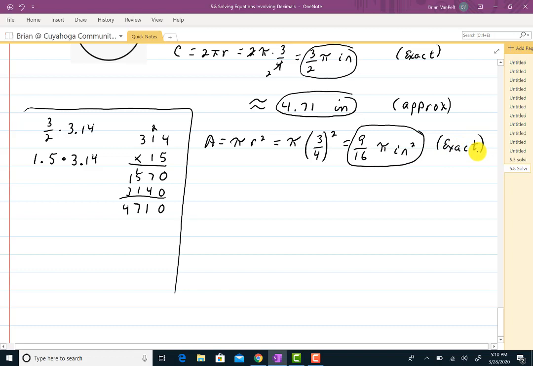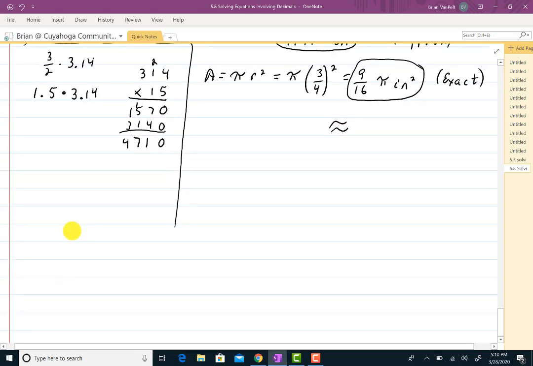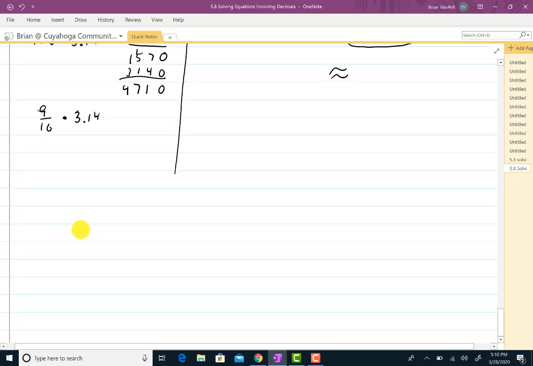However, if I want to approximate, what do we do? Now I have to do 9/16 times 3.14. This seems very undesirable. First, I have to do the 9 over 16. Let me make that look more like a decimal. So to do that, I have to do 16 into 9. It doesn't go, so I'm going to have to go decimals on it. Well, I figured that anyways. Let me go 9.0. 16 goes into 9.0 5 times.